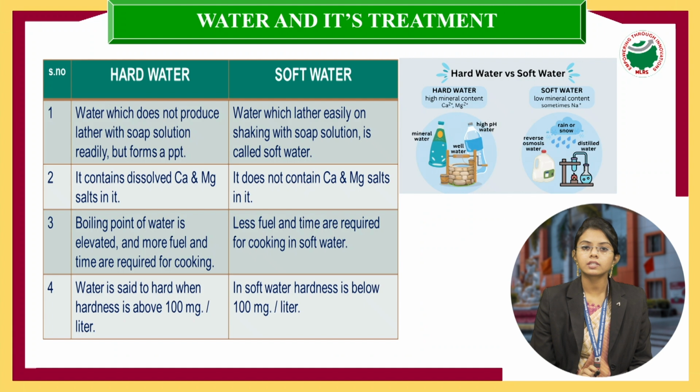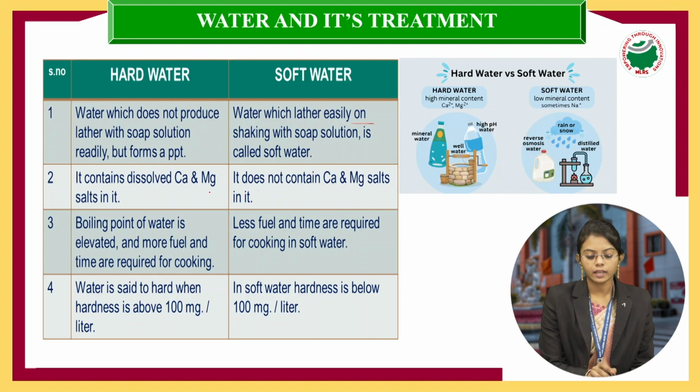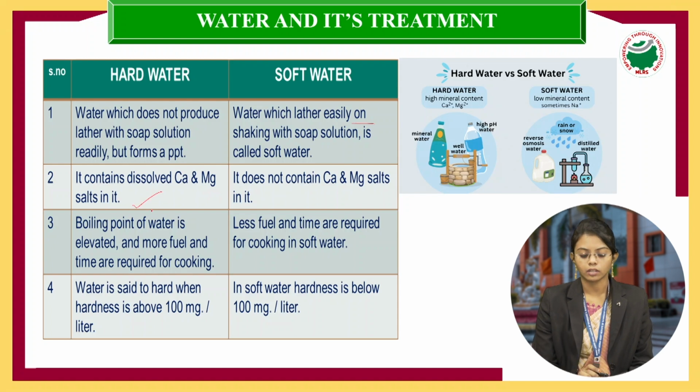These are some of the differences between hard water and soft water. As we know, hard water does not produce any lather, but soft water easily produces lather upon adding soap. Next, hard water contains calcium and magnesium salts in it. This is why it is causing hardness, right?